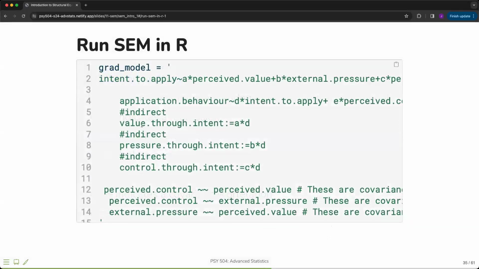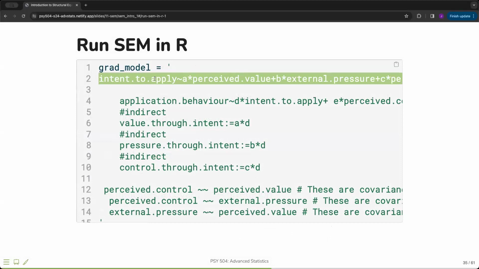All right, so we need to specify our model before we input it into lavaan. So that's what I have highlighted here. This should look very familiar to you because we did it last week, but I'm still going to go through each line of the code and relate it to the path model that we're trying to fit. So the first line here is our first regression, and this regression is going to be all of the paths to intentions to apply.